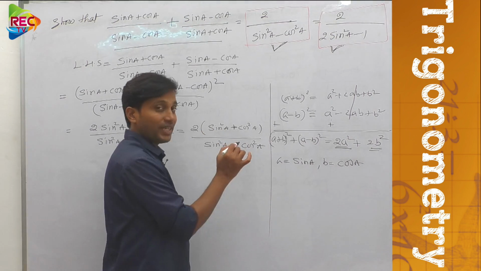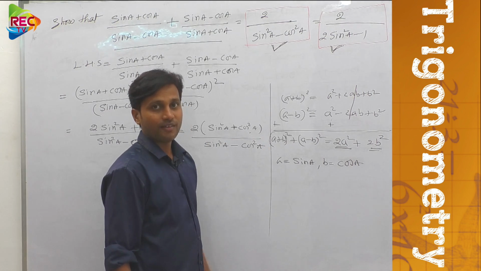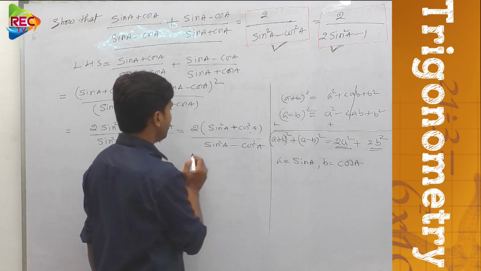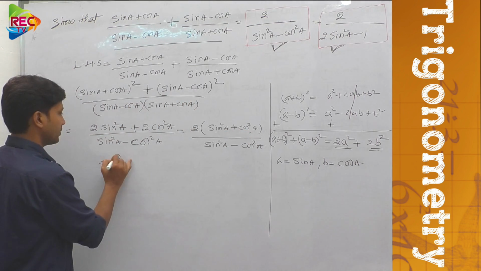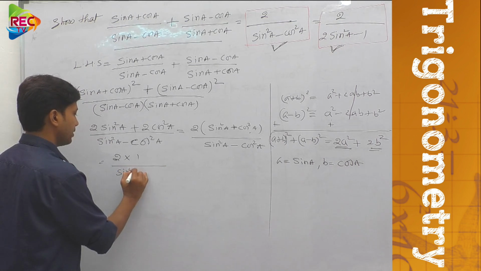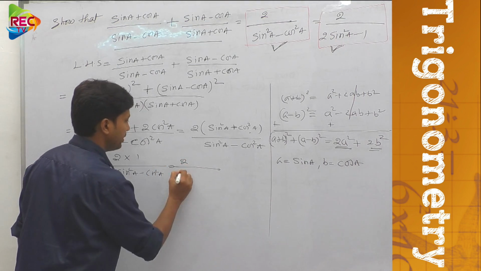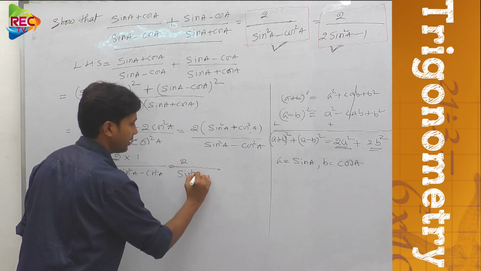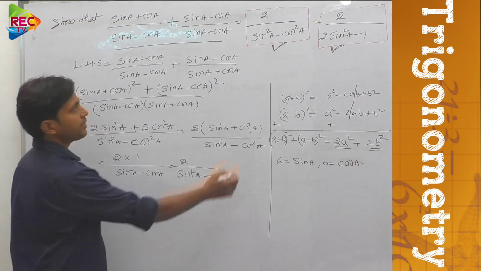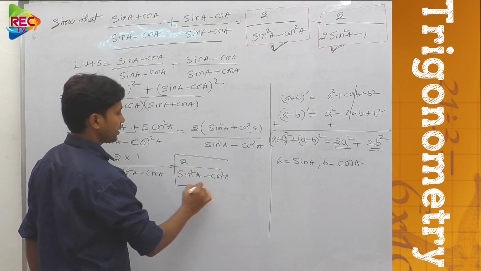From your basic identities of trigonometry, sin square A plus cos square A would be how much? 1, or not? Yes, sin square A plus cos square A equal to 1. We can place here 1, so 2 into 1 by sin square A minus cos square A. That would be 2 by sin square A minus cos square A. I think we obtained the first result. This is the first RHS, so we got it.